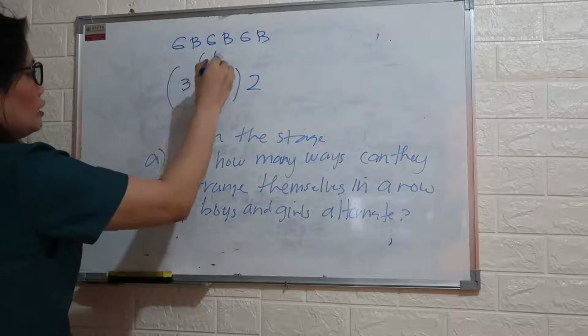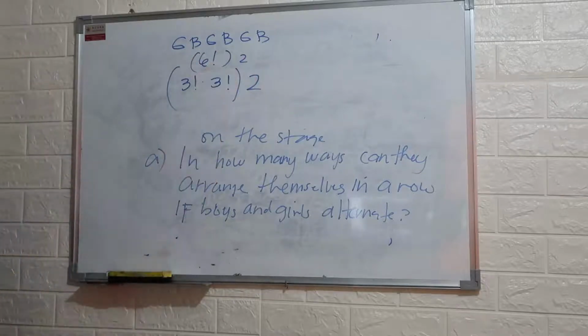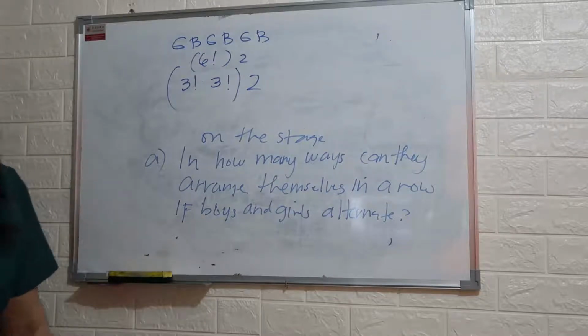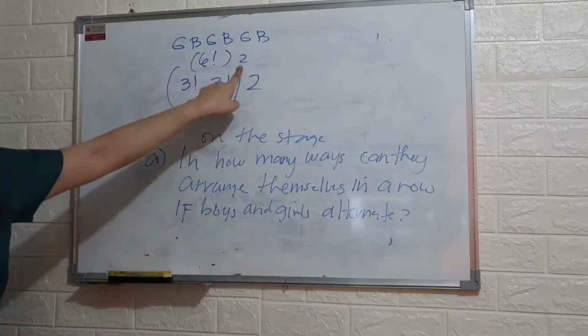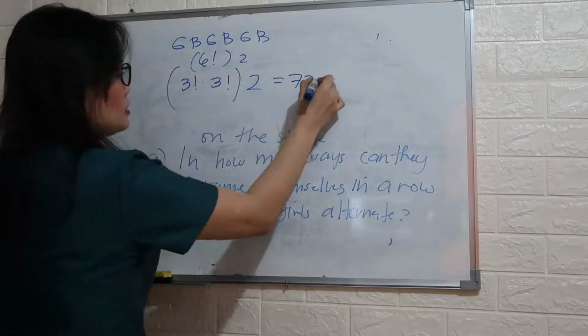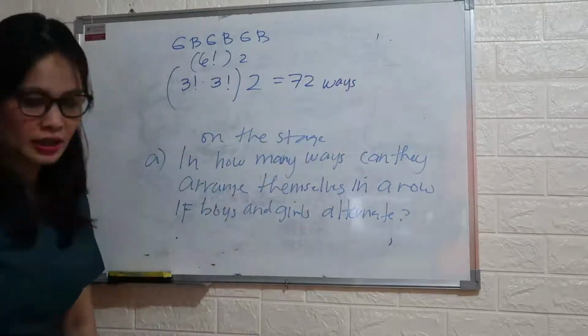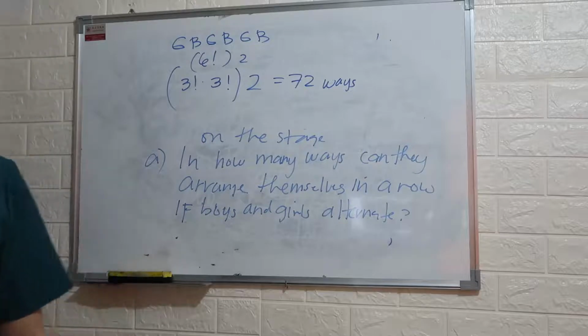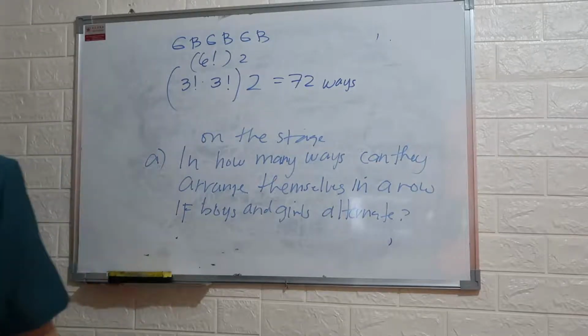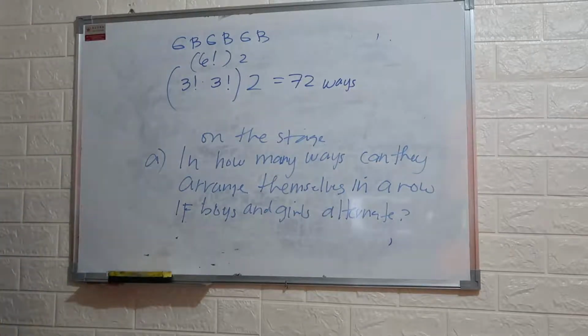Or 6 factorial multiplied by 2, they are the same. Why do we need to multiply by 2? There are two arrangements. The answer is 72 ways, am I right? Is it 72 ways?